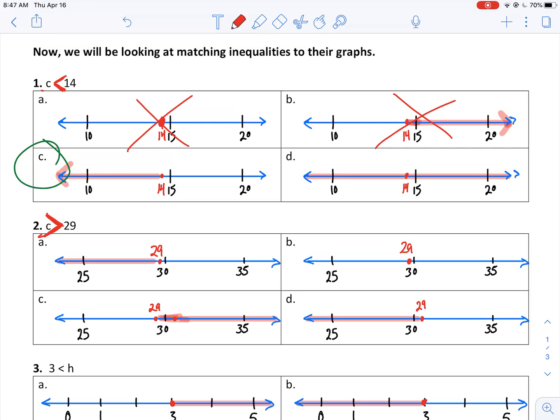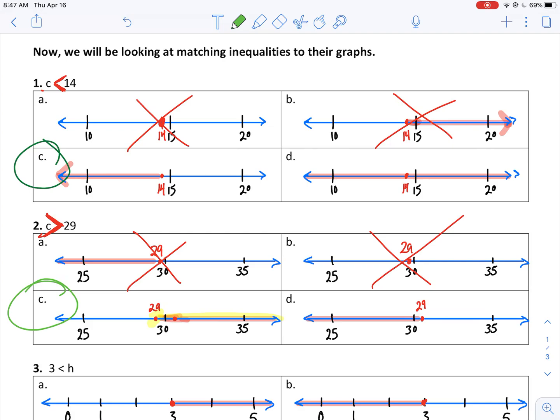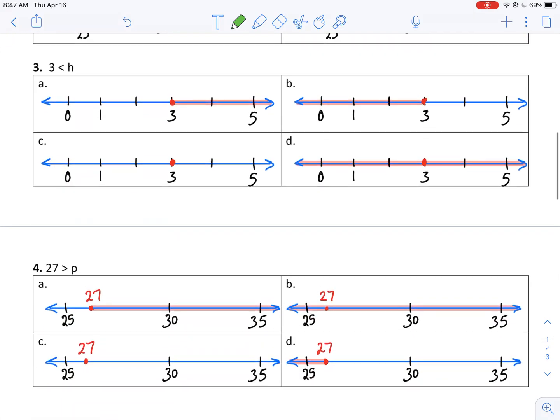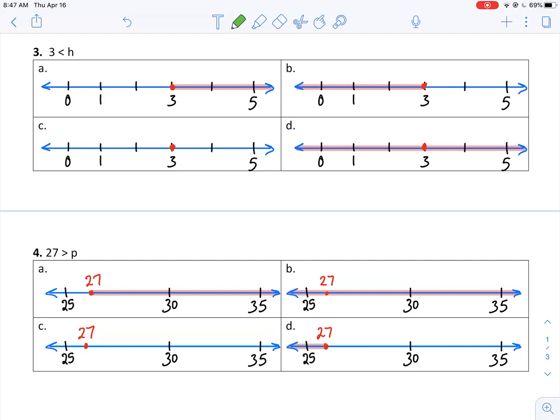All right, for number 2, again, we're pretty lucky. C, our variable, is on the left. So I'm just going to look at my inequality symbol here. The inequality symbol is pointing to the right. It's saying C is bigger than 29. So I'm going to start at 29 here in A, and I want to shade to the right, but that's not happening, so that can't be correct. B is not shaded at all, so that cannot be correct. In C, I am starting at 29, and I'm shading to the right just like I want, so that is going to be my final answer. And if we looked at letter D, 29 is not even in the right spot, so that really can't be my correct answer.